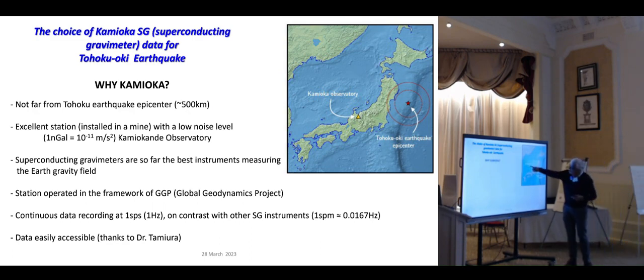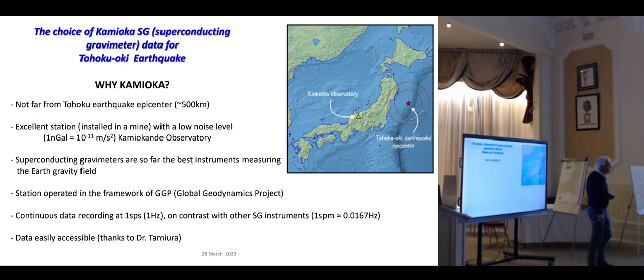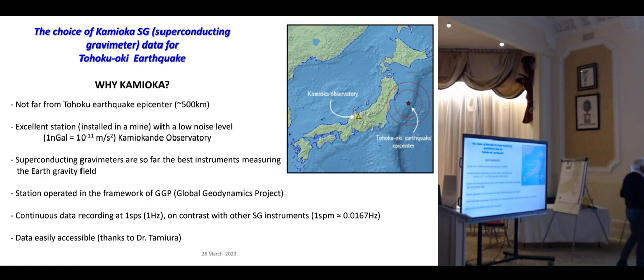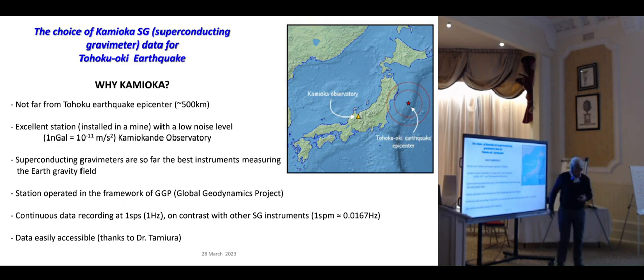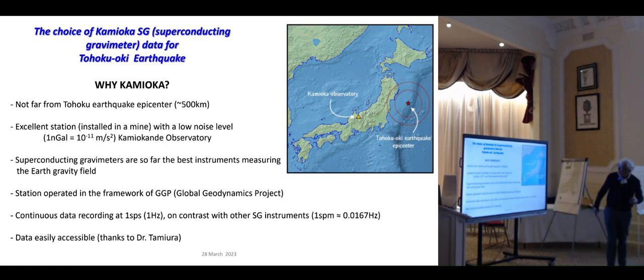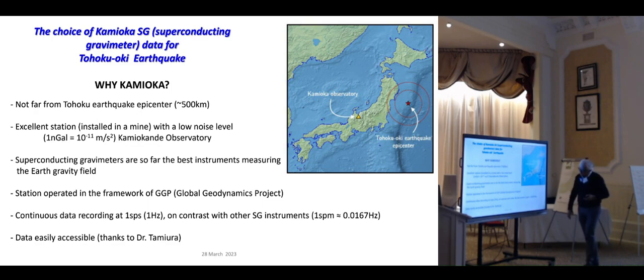There is a superconducting gravimeter at Kamioka in Japan. It's about 500 kilometers away from the epicenter. The reason why we work on Kamioka is very easy to understand: it is far, and not too far, from the epicenter. It's an excellent station because it is installed in a mine at the Kamioka Kamiokande Observatory. I guess people from the gravitational wave community know this observatory.